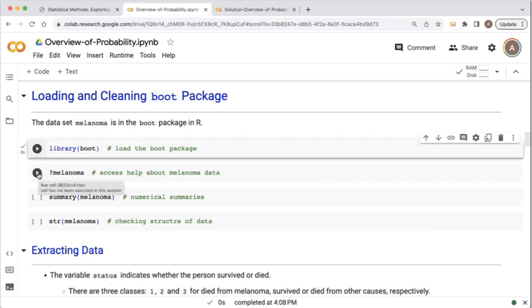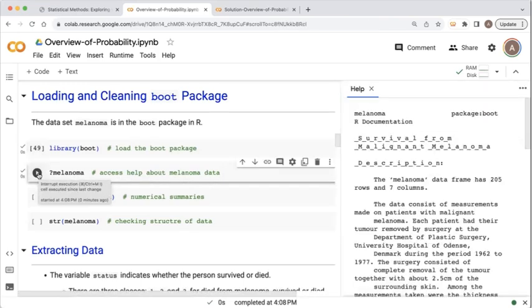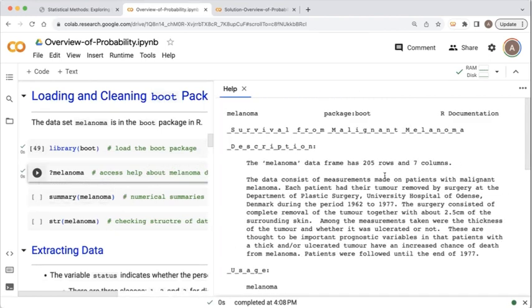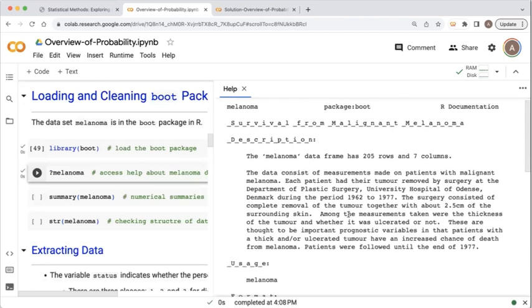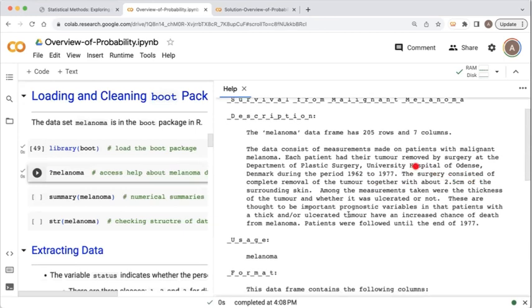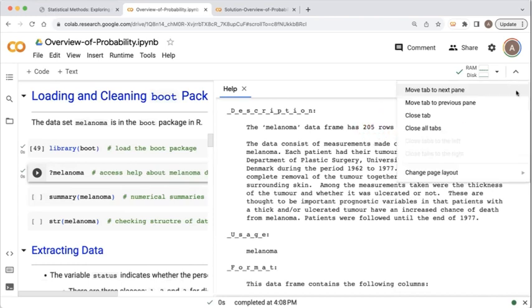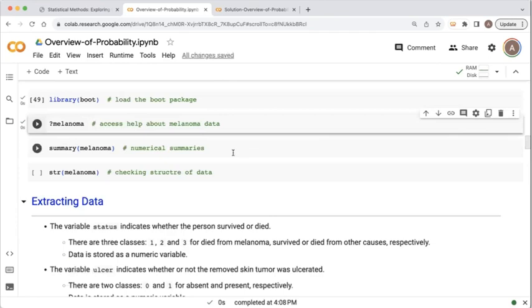If you're curious about what is in the melanoma data, we can run question mark melanoma, and that's going to open up the help documentation, and you can see where the data is from, how large the data is, what the variables in the data set are, and so on. I'm not going to get into all of that in this video. I want to mostly just focus on how we're going to analyze the data in this data frame. So I'm going to close this.